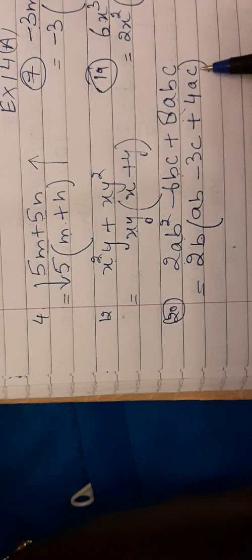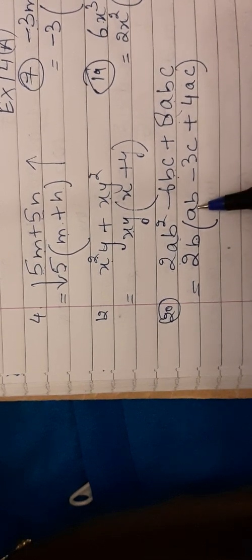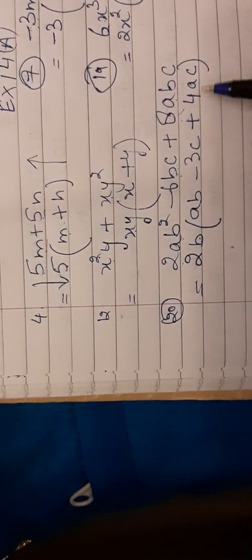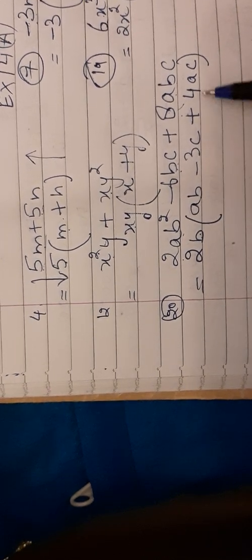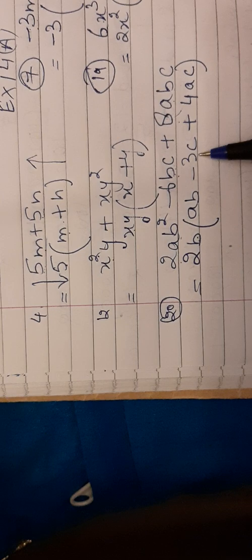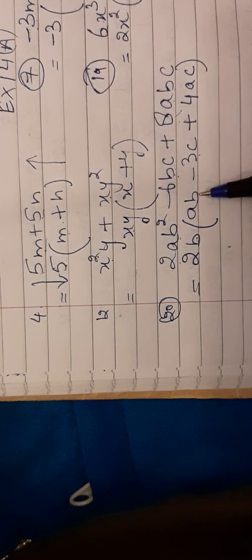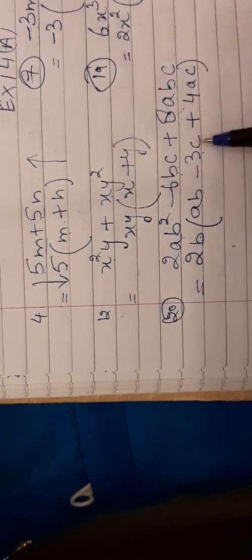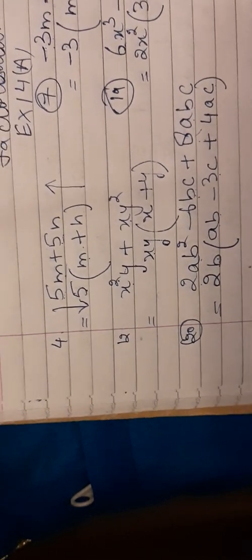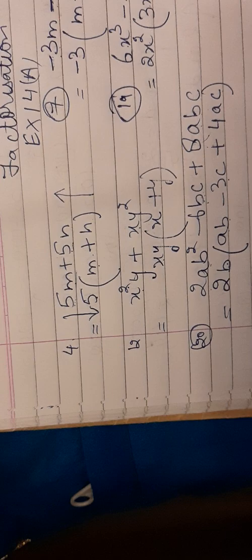So you can see again inside. If again you find something common, you can do it in the next step also. Now a is here and here, but not here. B is here and nobody else, no other term is having it. C is here, but this is not having C. So this completes your exercise 14a.